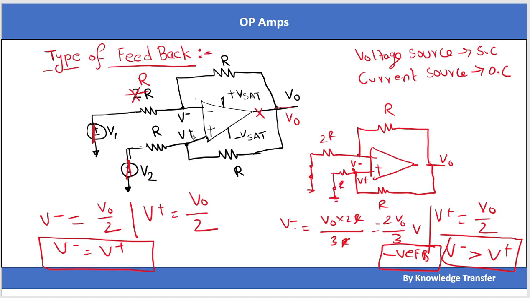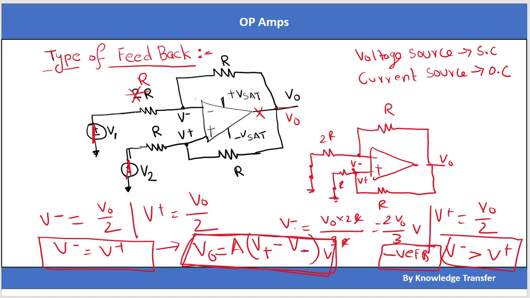Now what will be the output voltage? There is no feedback here, so the circuit will act as a simple comparator. That means V naught will always be equal to A into (V plus minus V minus), that is, non-inverting input voltage minus inverting input voltage. So this will be the output voltage. This circuit will act as a comparator if I replace 2R with R.